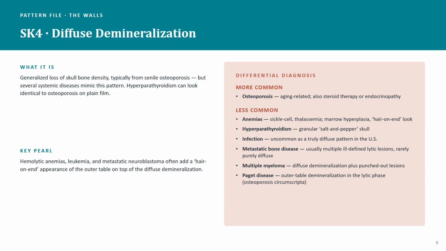Here's our next category of skull patterns. With this one, we're talking about diffuse demineralization. So it basically means that the bones of the skull are starting to become less dense due to a loss in some of the minerals. On an x-ray, they appear more radiolucent or darker. The most common cause of this diffuse demineralization is osteoporosis. Usually osteoporosis is associated with aging, but there are some other diseases that can cause similar changes, such as these.